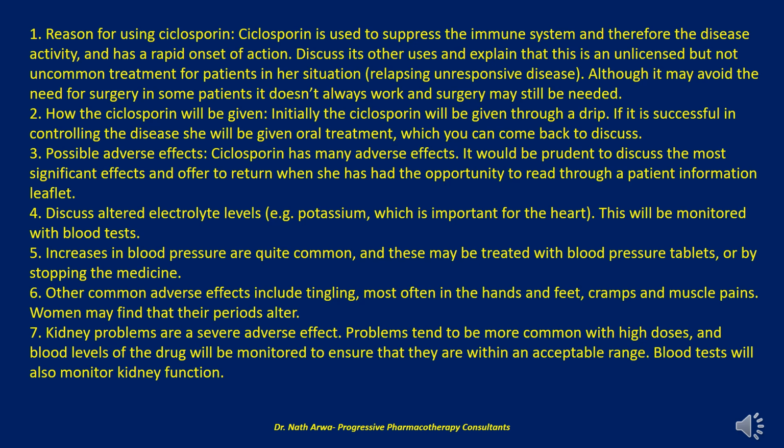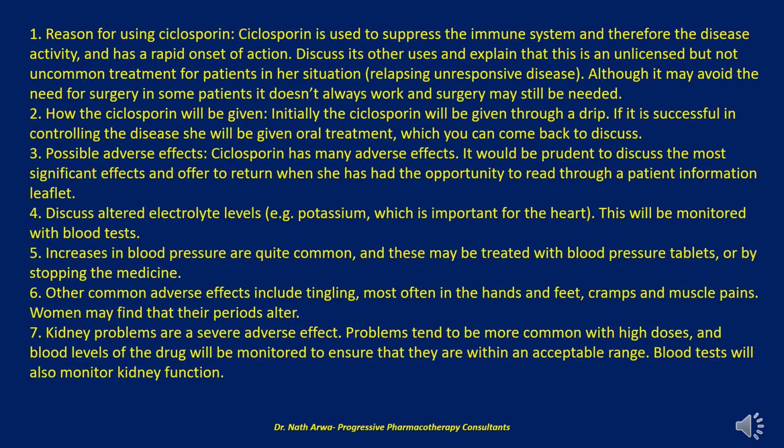4. Discuss altered electrolyte levels, e.g. potassium, which is important for the heart. This will be monitored with blood tests. 5. Increases in blood pressure are quite common, and these may be treated with blood pressure tablets, or by stopping the medicine. 6. Other common adverse effects include tingling, most often in the hands and feet, cramps and muscle pains. Women may find that their periods alter.